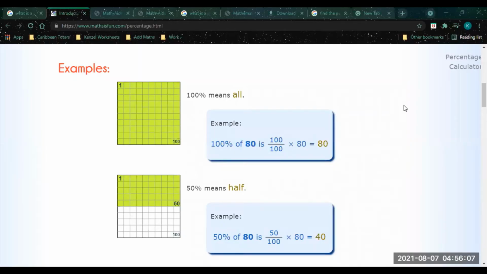Okay, so these are just a couple of examples of how a percentage would look. 100% means all, so that means the entire region is covered and represented by 100%. If only half of it is covered, it is usually represented by 50%.